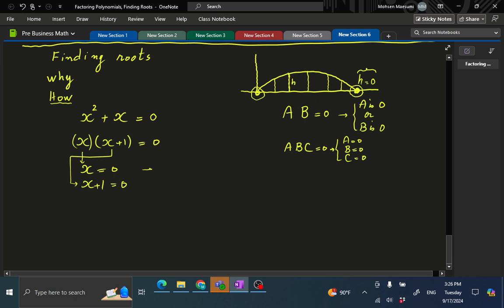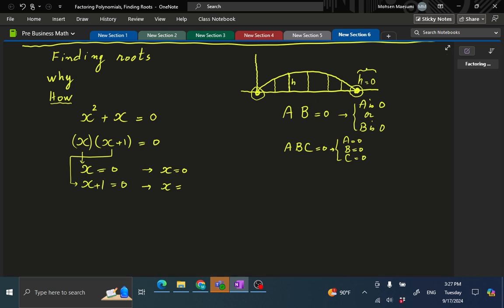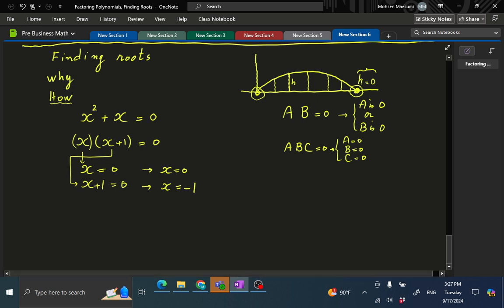So the first one is equal to 0. Well, there's nothing special to do there. It's just already solved the equation. How about the second one? Well, we add a minus 1 to both sides, or move 1 to the other side, and I get x equals minus 1. So x is either 0 or it is minus 1.